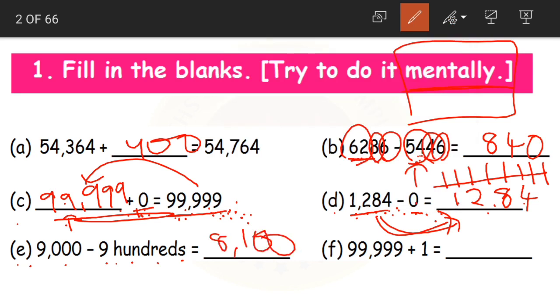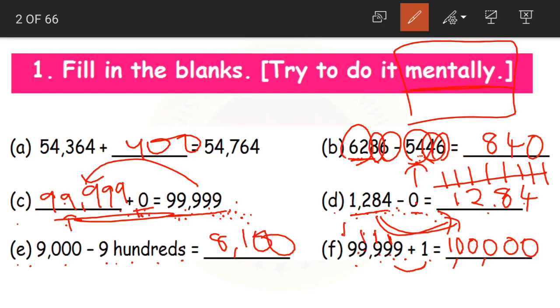8100. Now coming to the last question. 99,999 plus 1 is equal to dash. See again how to do it mentally without writing it. Now coming to the ones place, 9 plus 1 becomes 10. We should not write the 1 here, it will get carried. Again 9 plus 1 becomes 10, 1 carried. 9 plus 1 becomes 10, 1 carried, and again 9 plus 1 is 10. Now what answer did we get? We got 1 lakh.